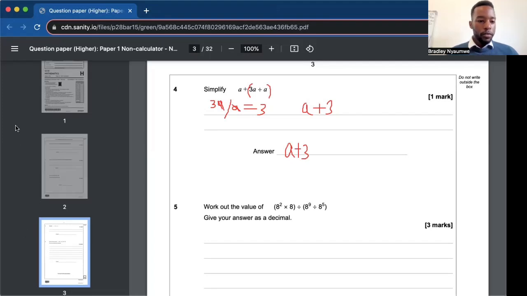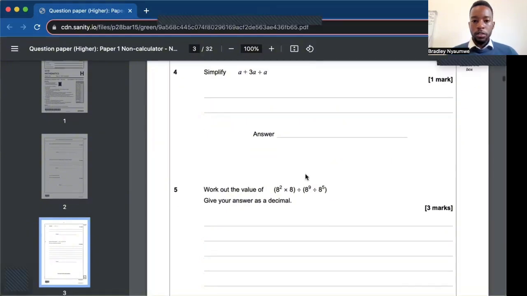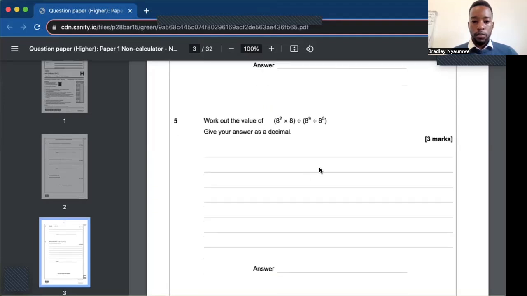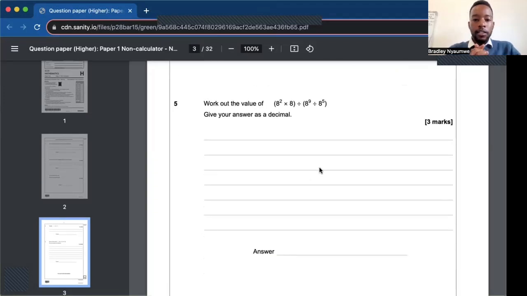So we will get rid of this and continue on to the next question. So that's your 1 mark done, quick and simple. Now we've got this exciting 3 marker. Work out the value of 8 squared times 8 divided by 8 to the power of 9 divided by 8 to the power of 5. The question looks kind of complicated, but it's not really. It's actually pretty simple. So here is the easiest way to do it.